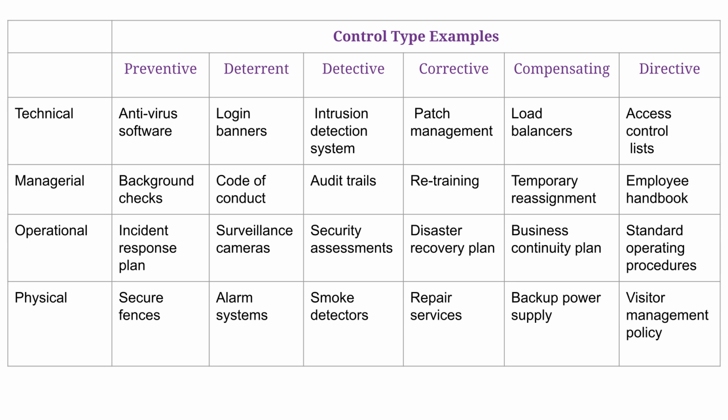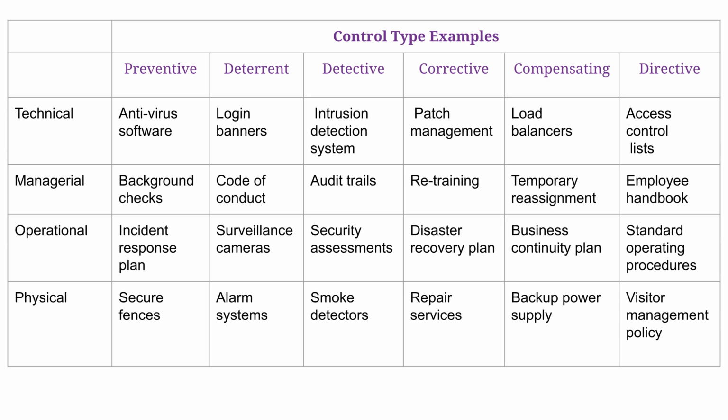Deterrent controls discourage potential threats by making security visible and emphasizing consequences, such as login banners, codes of conduct, and alarm systems. Detective controls focus on identifying and logging security incidents as they happen. Intrusion detection systems, audit trails, and smoke detectors are typical examples that help detect and track unusual activities.